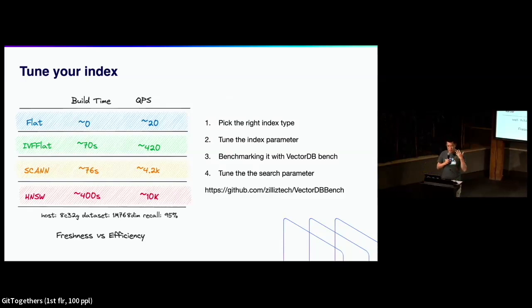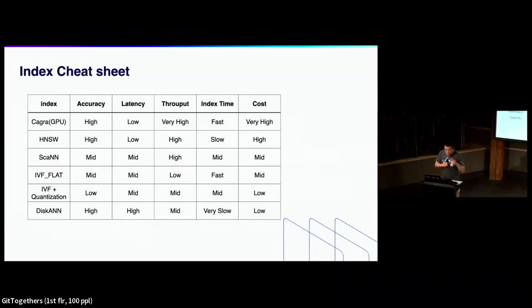We open sourced our internal benchmark to help you evaluate. It's not only for Milvus, it also covers all of the mainstream VectorDBs. So you can always do your own experiments and tune the performance. And here is a quick cheat sheet of all the index performance, including the GPU index CAGRA, which we're going to release today.